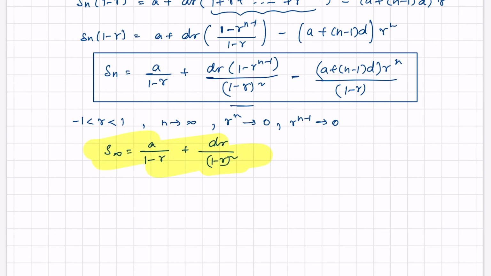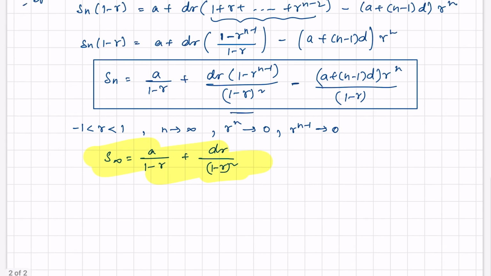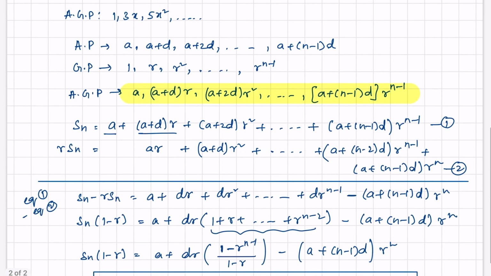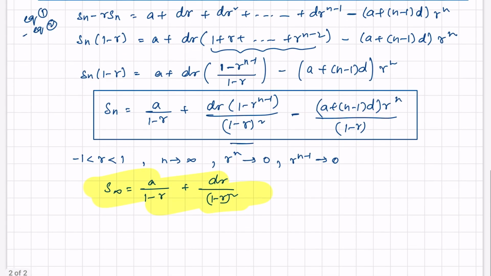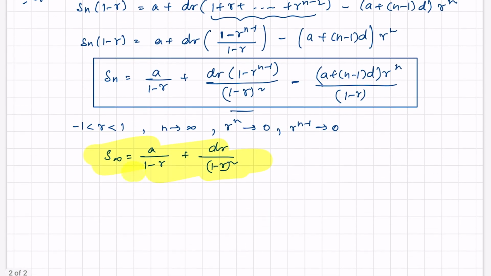This is important. So this is the derivation for the sum of n terms in the series AGP, and this is the formula for the sum of infinite terms in AGP.